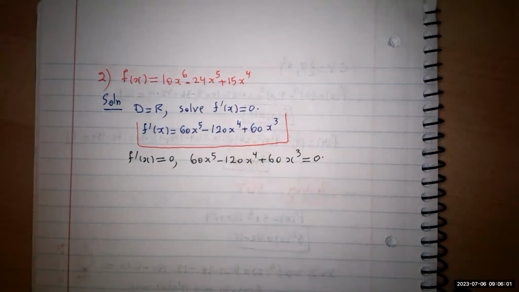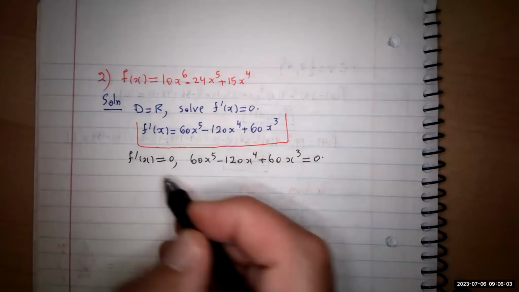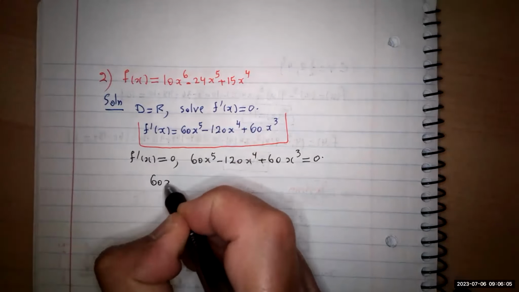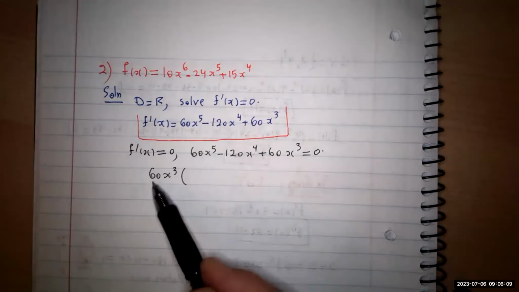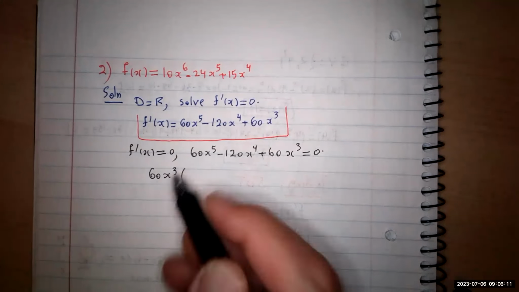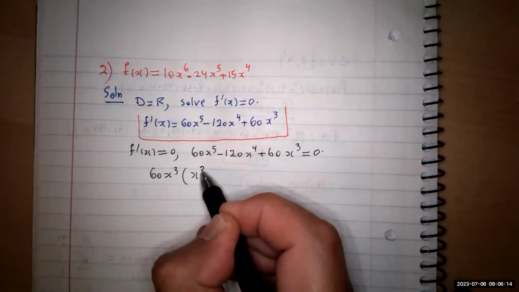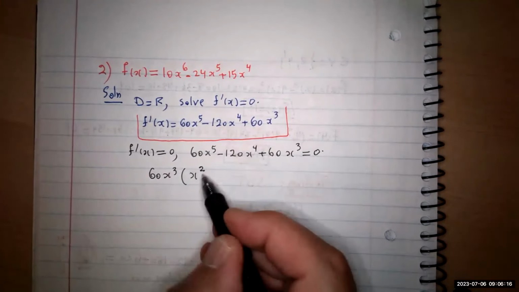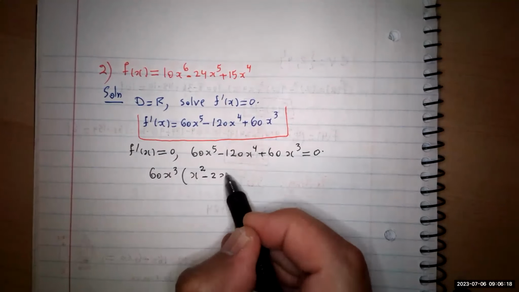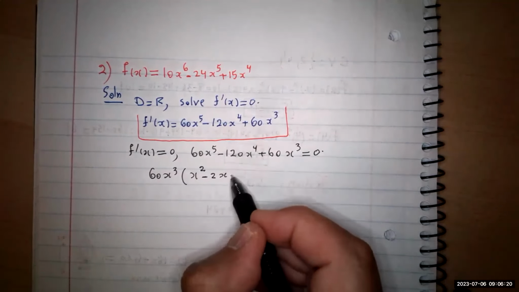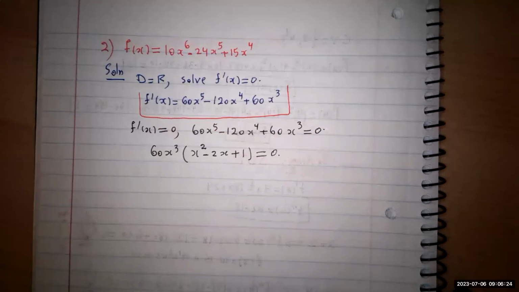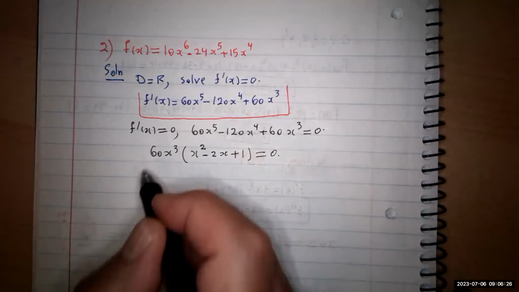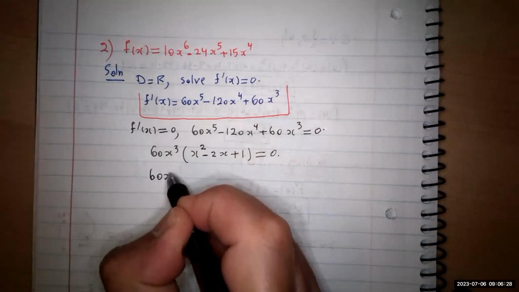60x to the 3rd, or cubed, very good. 60x cubed. So you divide 60 out, x to the 5th gives you the leftover x squared. Okay, this one would give us a minus 2x, and this gives us a plus 1, equal to 0.